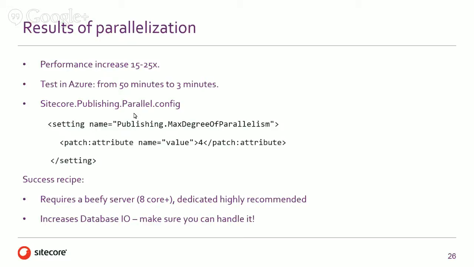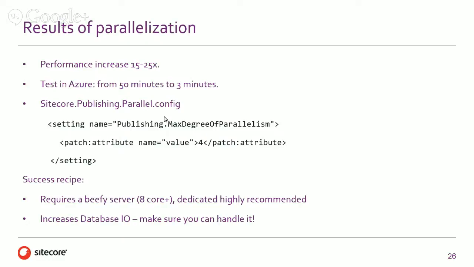This is a few points from the success recipe, so to speak. You really have to have a beefy server to make the most out of this feature, obviously. So the more cores, the better. It's highly recommended to run a dedicated publishing server. Most systems don't have that set up in place. So now we really have a reason in 7.2 for you to have that set up in place.